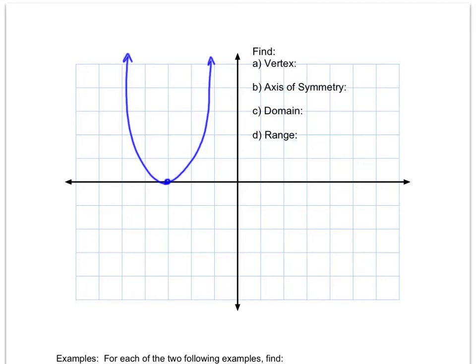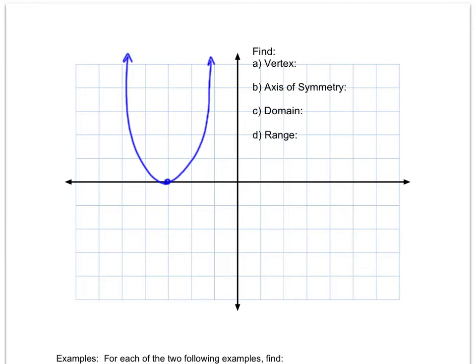So first one, looking at this picture. Notice on this one, I'm only asking you to find the vertex, the axis of symmetry, the domain, and the range. So the vertex is going to be either the maximum or the minimum point. I notice in this picture of this parabola, I have a minimum point. That's going to be my vertex. All I'm going to do is name that point.